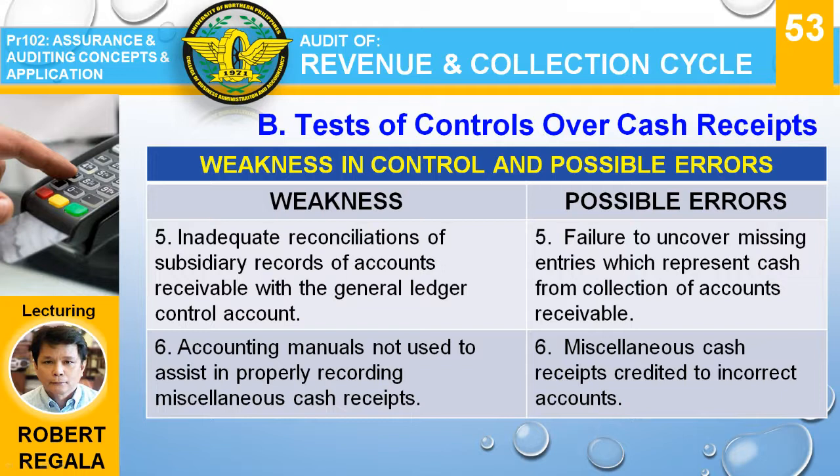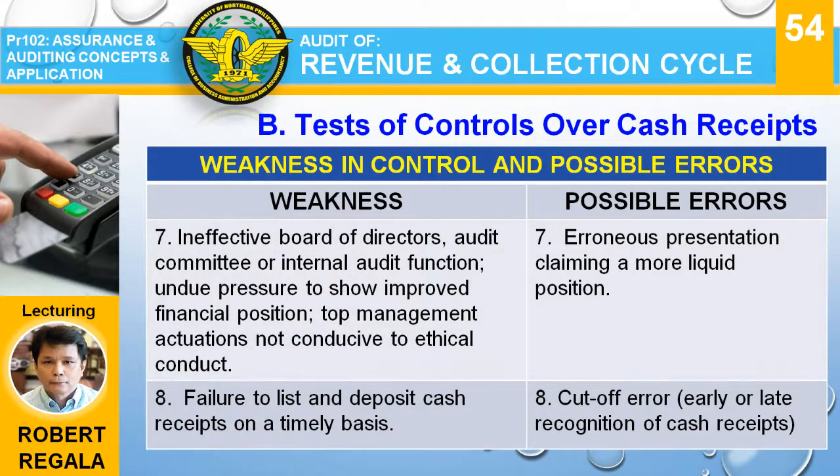Slide 54. Ineffective Board of Directors, Audit Committee, or internal audit function, undue pressure to show improved financial position, top management actions not conducive to ethical conduct. This could lead to erroneous presentation of a more liquid position when in reality the entity might be cash-strapped and unable to support operations. This misleading position might be accomplished by keeping the cash receipts journal open to record next year's cash receipts as collections in the current year.